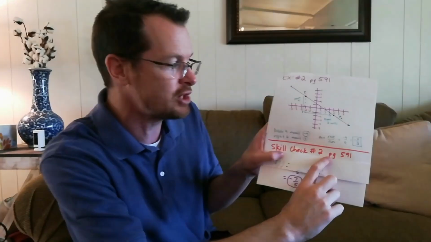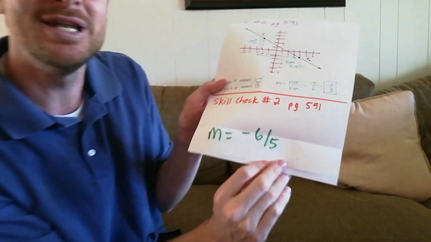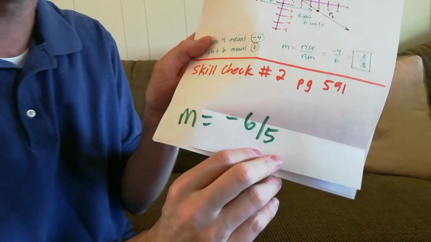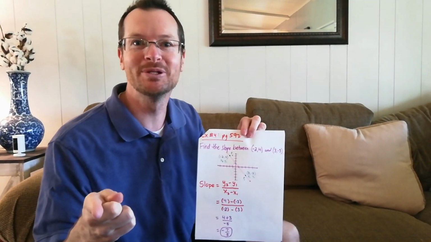Go ahead and do skill check number 2 on page 591. We'll wait. You pause it. Okay, your answer should be negative 6/5, meaning you're going to go down 6 and you're going to go over to the right 5. Keep it up. On to example number 4.